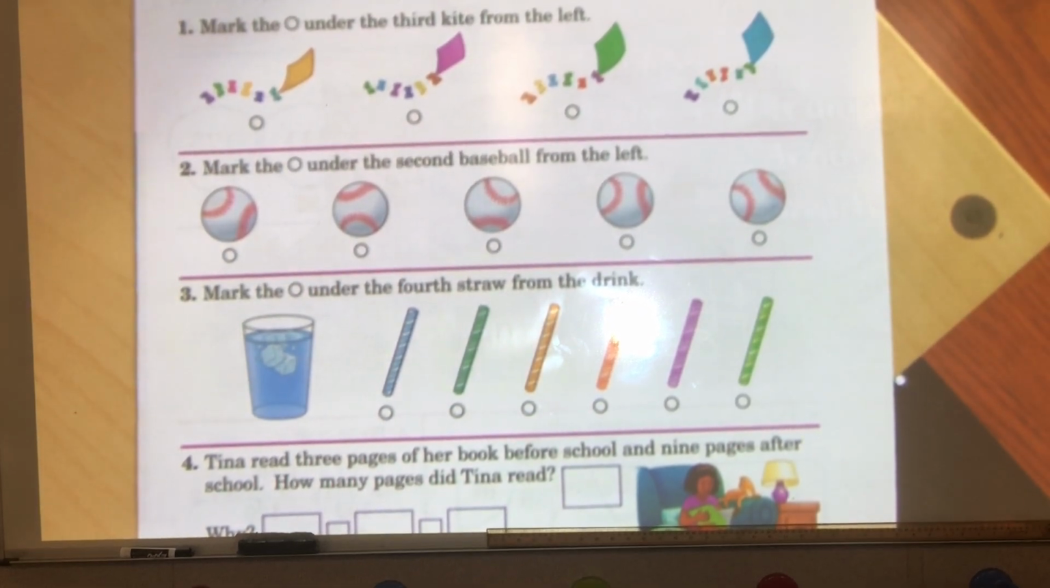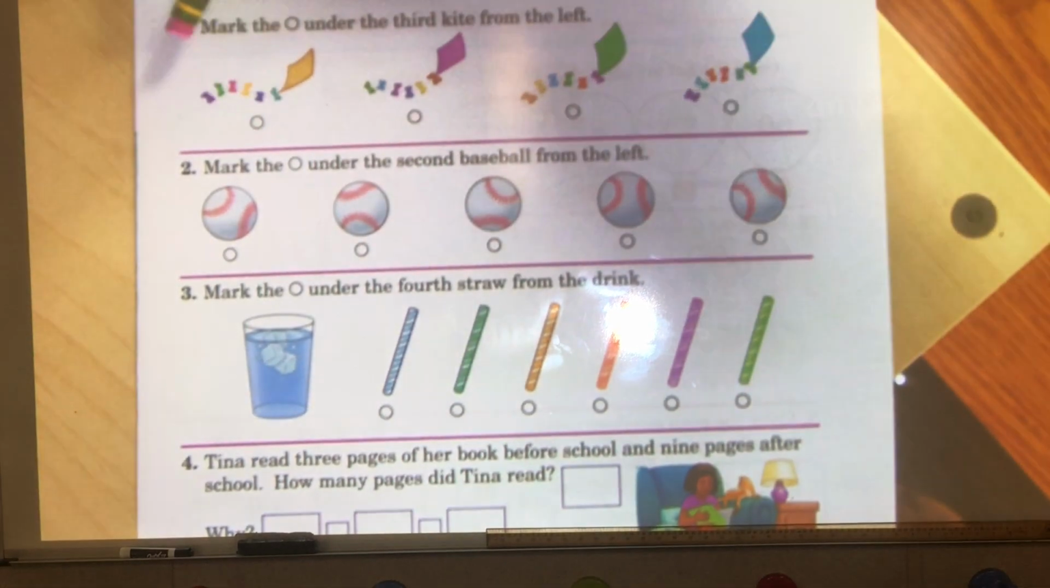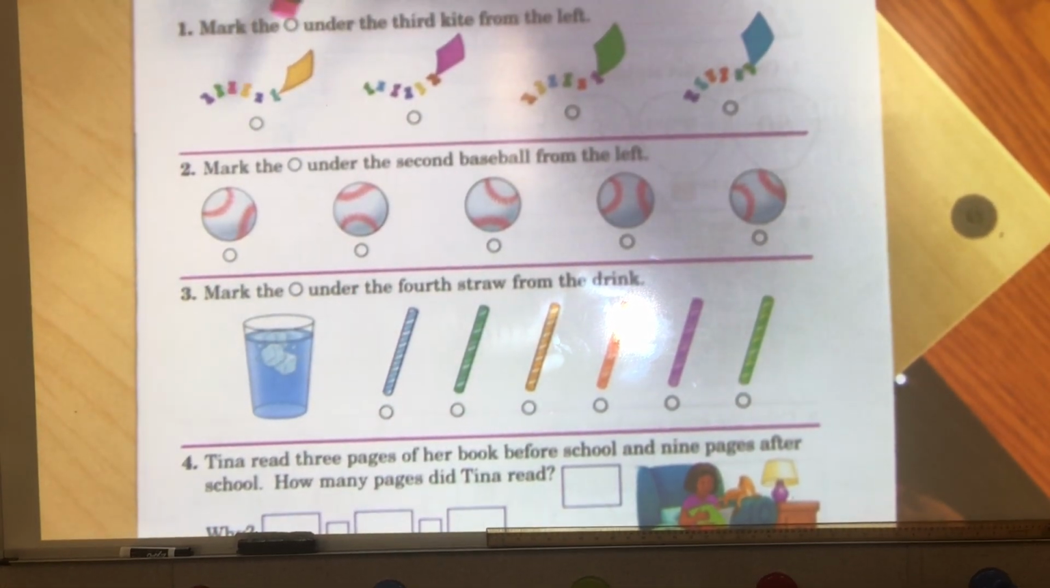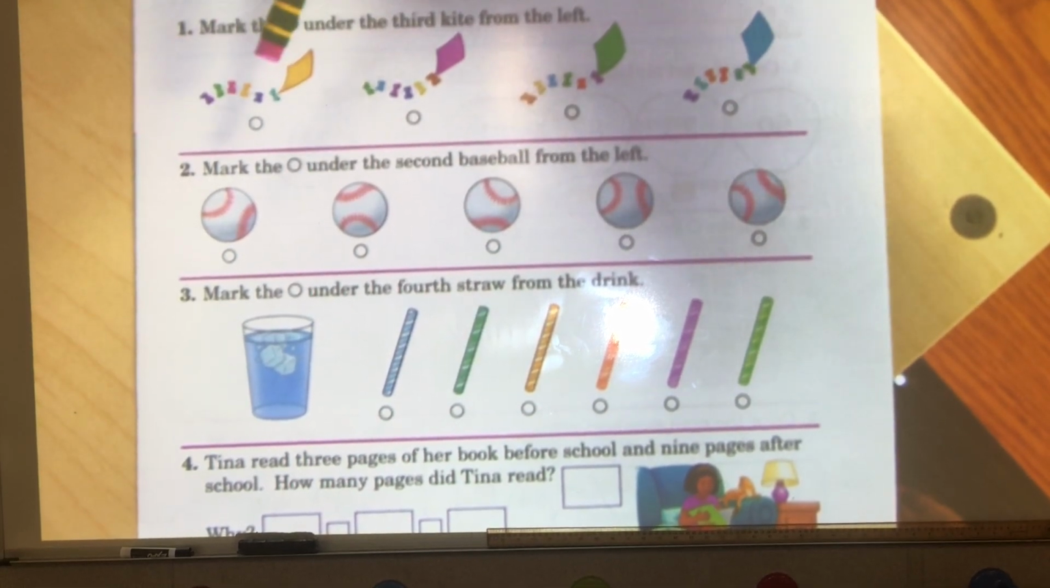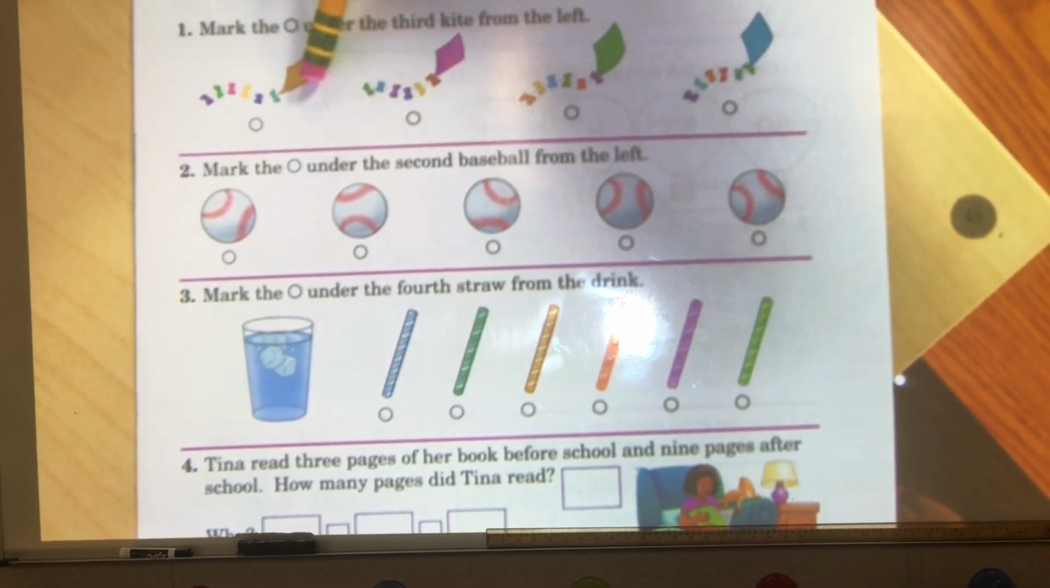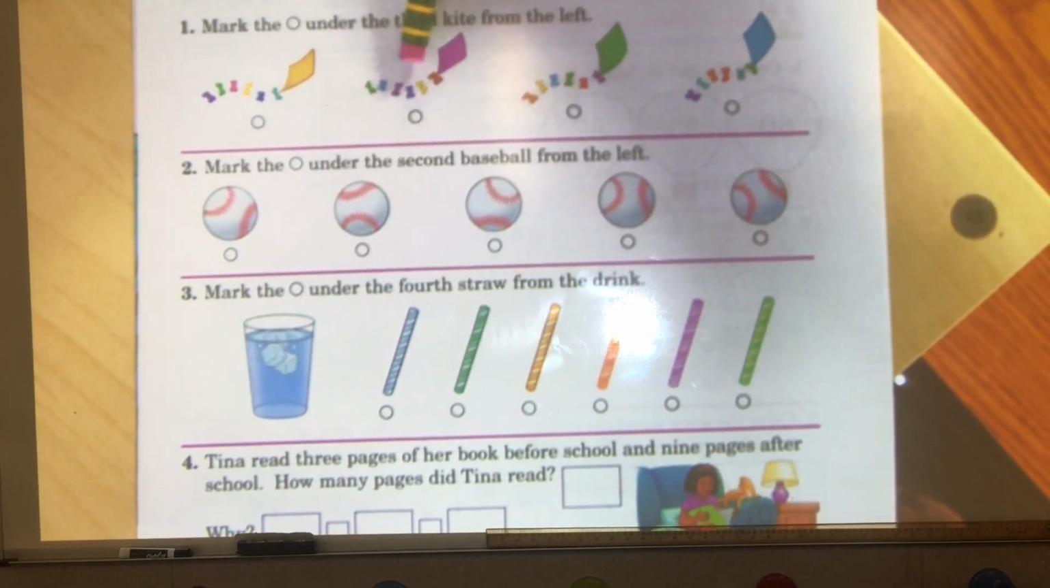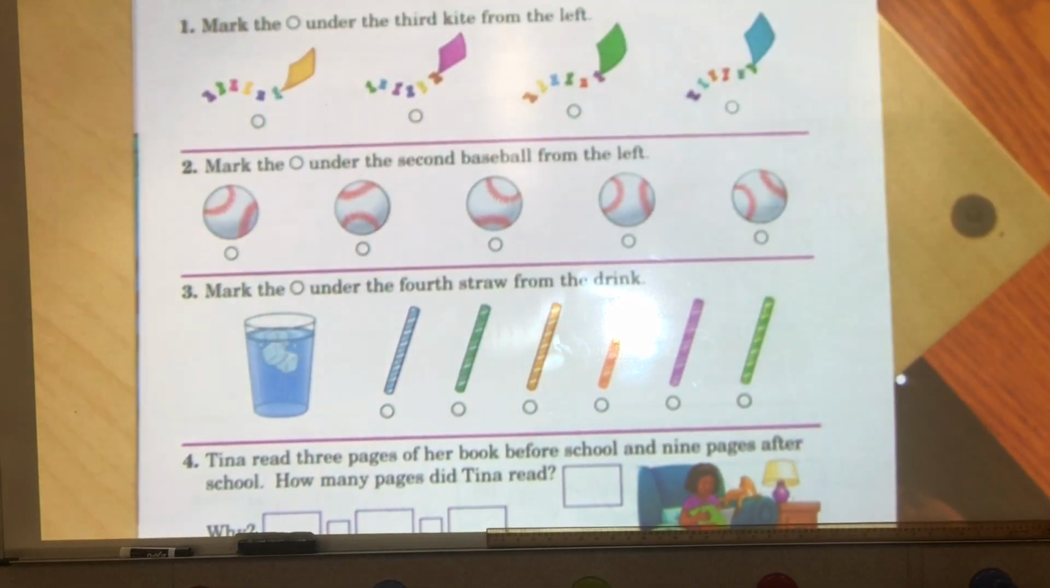So now you need to determine which side is the left, which side is the right. This is the left side. You need to mark the third kite from the left. So you start here and then you'll count 1, 2, 3, and you will fill in the circle. Remember, we're working with our ordinal numbers.